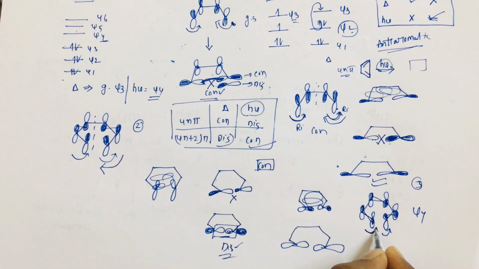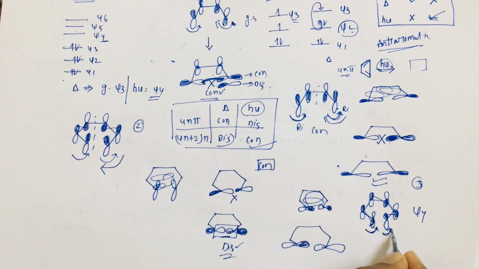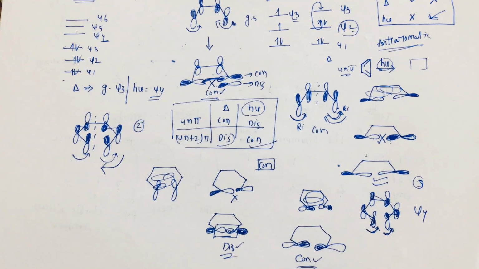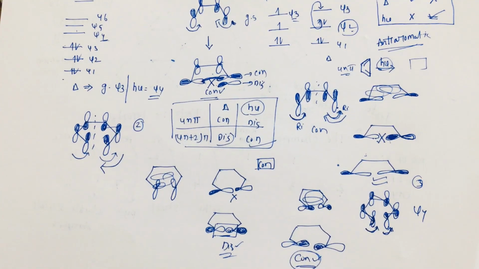So you are going this way and this comes to your right hand side. We are going this way and this comes to your left hand side, and this will be here. So here we can see under photochemical condition con is allowed.